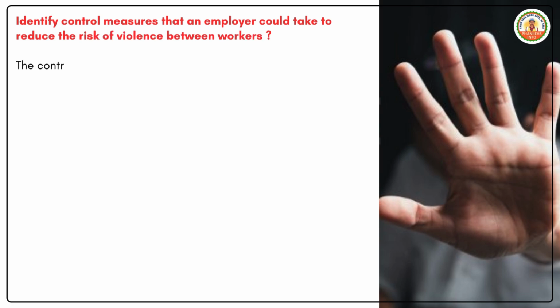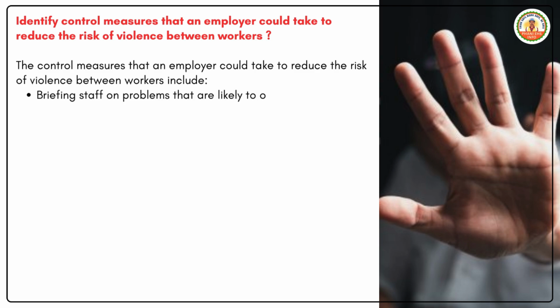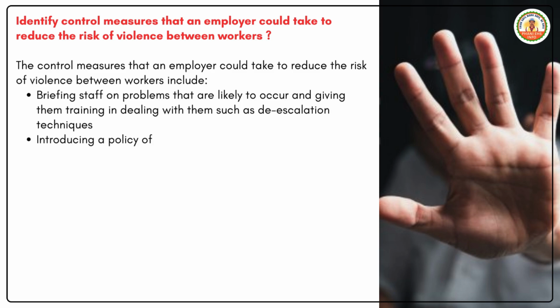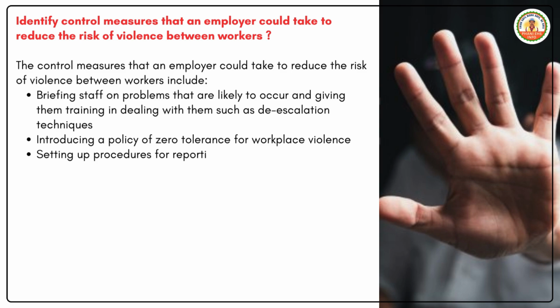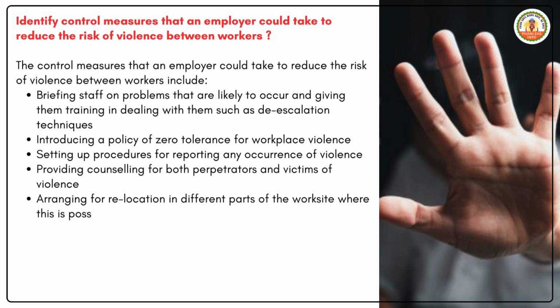Identify control measures that an employer could take to reduce the risk of violence between workers. The control measures that an employer could take to reduce the risk of violence between workers include briefing staff on problems that are likely to occur and giving them training in dealing with them, such as de-escalation techniques. Introducing a policy of zero tolerance for workplace violence. Setting up procedures for reporting any occurrence of violence. Providing counseling for both perpetrators and victims of violence. Arranging for relocation in different parts of the worksite where this is possible.